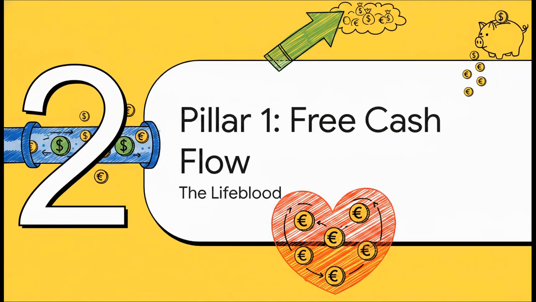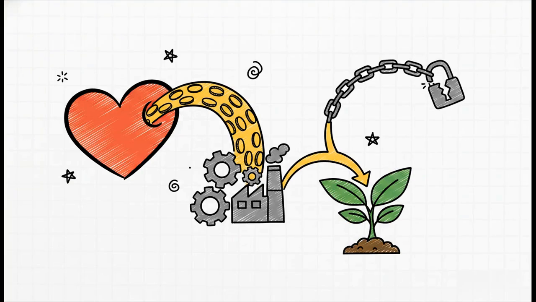Section 2, Pillar 1, free cash flow. This is the absolute lifeblood of the valuation. Free cash flow is the real, hard cash left over after the business pays for everything it needs to keep operating and growing. For you, as an executive, this represents the actual strategic capital you have available to either pay down debt or aggressively invest in new opportunities. Put simply, the more free cash flow, the more attractive the company.